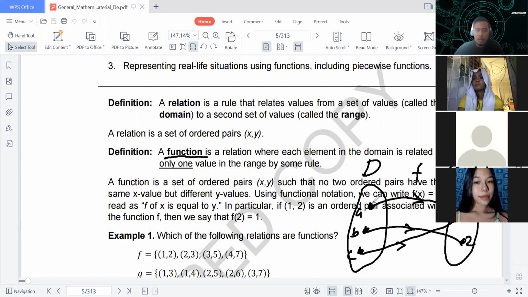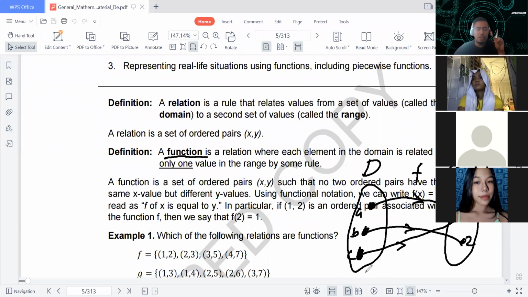Why? There are two conditions to consider. First condition, all elements of the domain must be used, assigned. First question, are all elements of the domain used? The answer is yes, all are used. But if there is any element left that is not assigned, it is not a function. All elements of the domain must be used. That is the first condition.